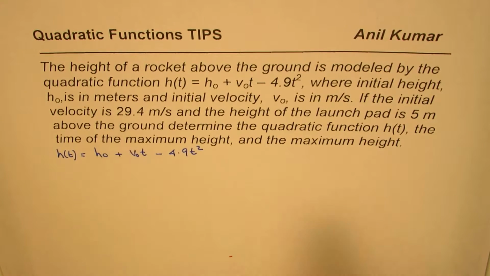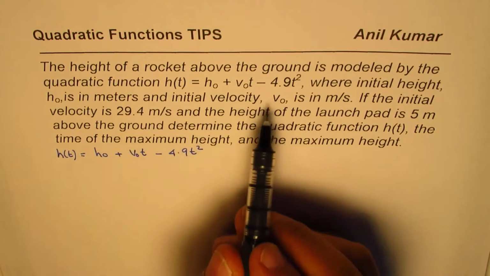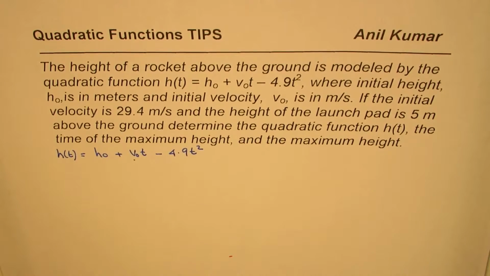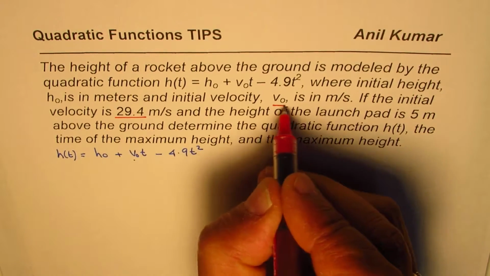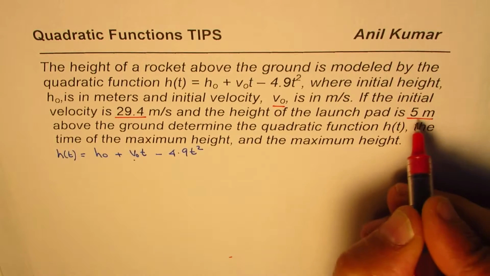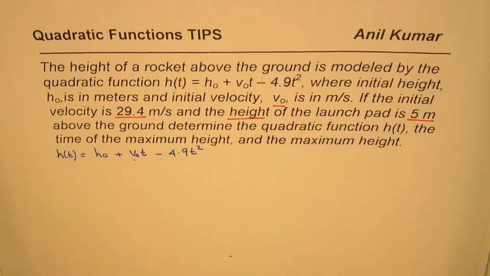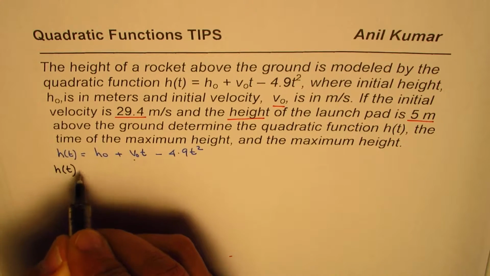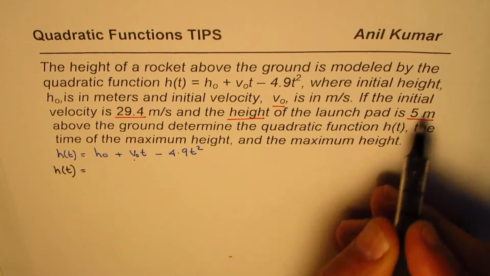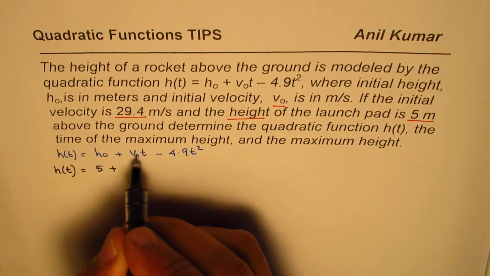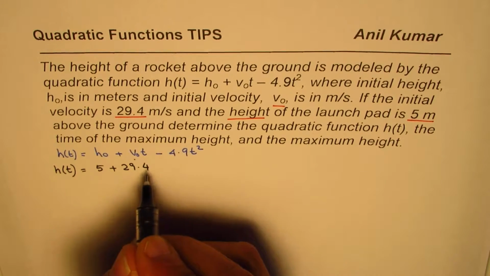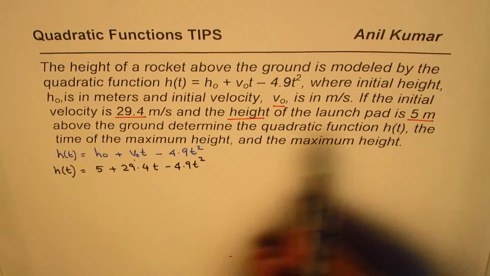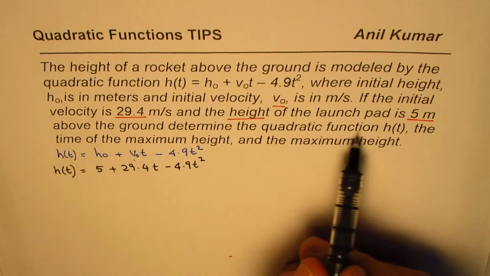Now what we are given here is that the velocity is 29.4, and then we are also given the initial height of the launch pad, right? So we'll substitute these two values and rewrite our equation. So we get the function, which is first height is 5 meters, so I'll write 5 plus velocity 29.4t minus 4.9t squared. So we're done with the first part, which is to write the quadratic function.